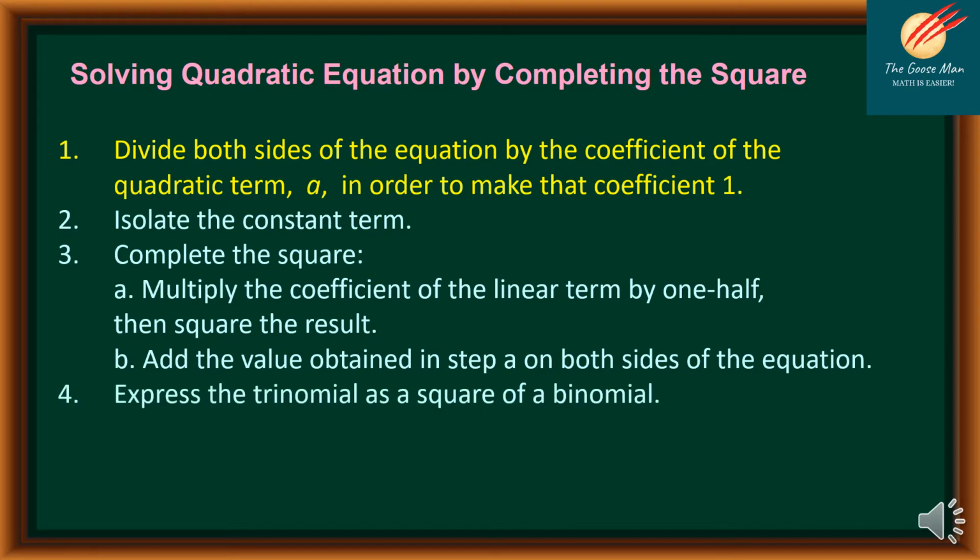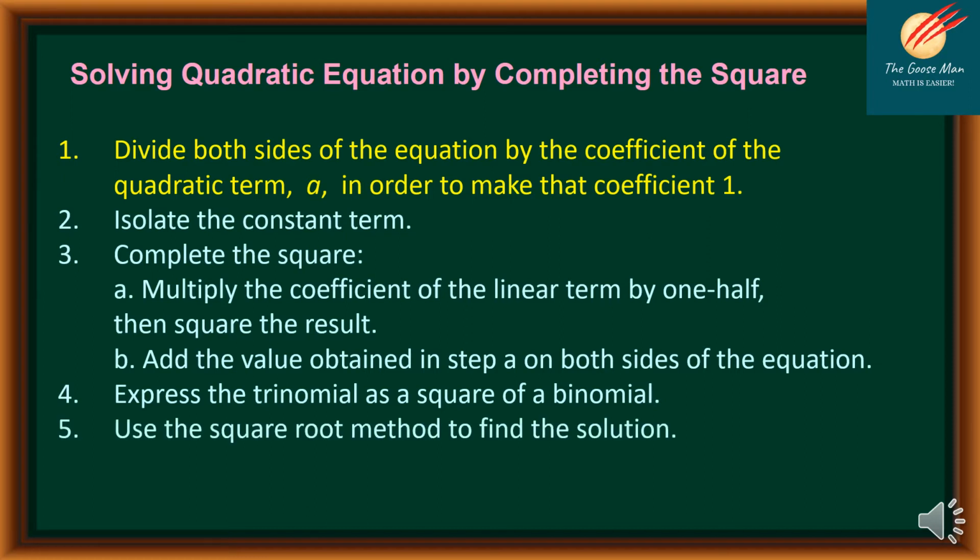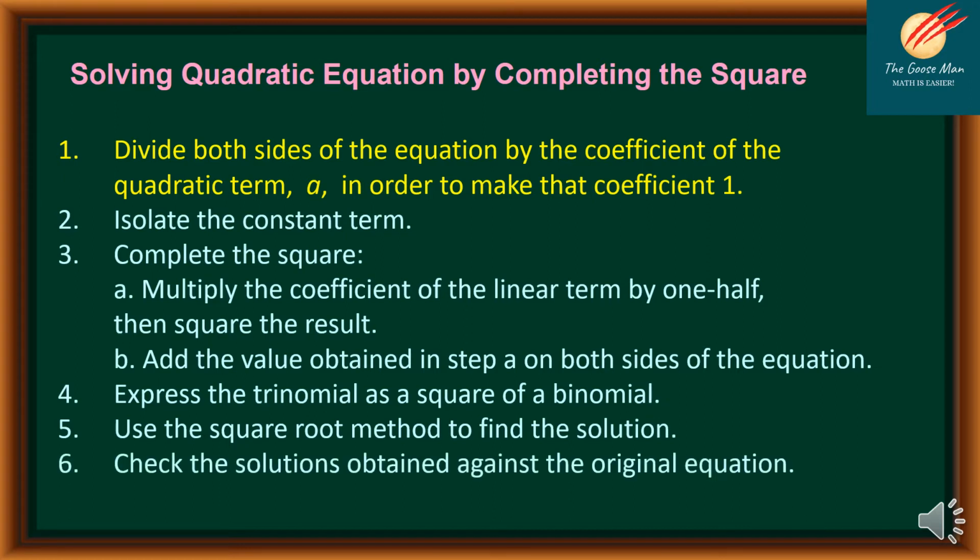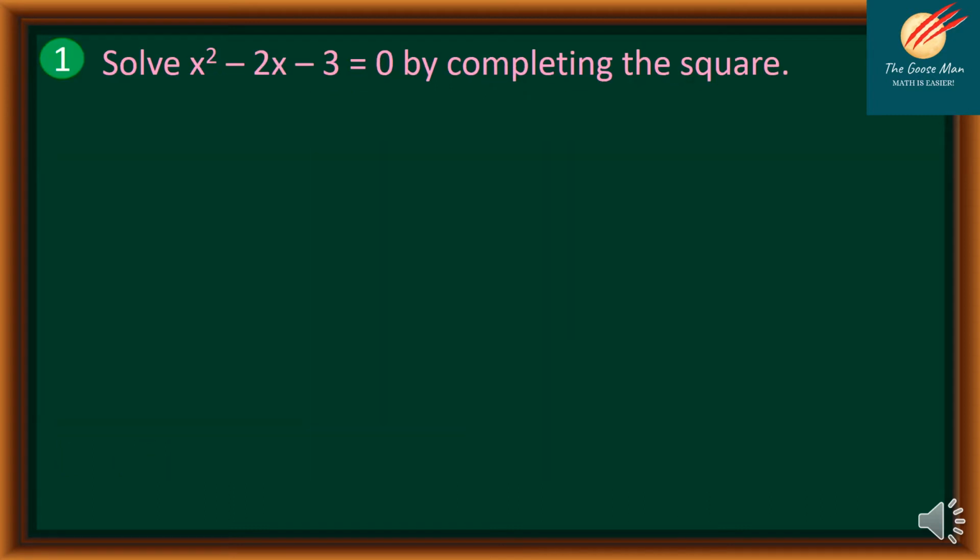Number four, express the trinomial as a square of a binomial. Number five, use the square root method to find the solution. And number six is check the solutions obtained against the original equation. Let's consider problem number one. Solve x squared minus 2x minus 3 is equal to 0 by completing the square.